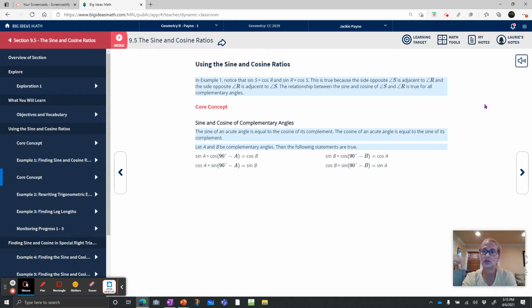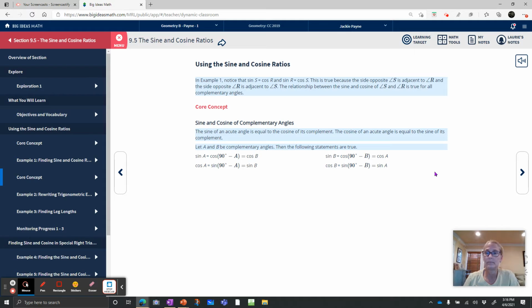So we're going to define this relationship in these terms. The sine of an acute angle is equal to the cosine of its complement. And the complement is what makes up the 90 degrees. So the cosine of an acute angle is equal to the sine of its complement. So we're going to fill these in our notes.